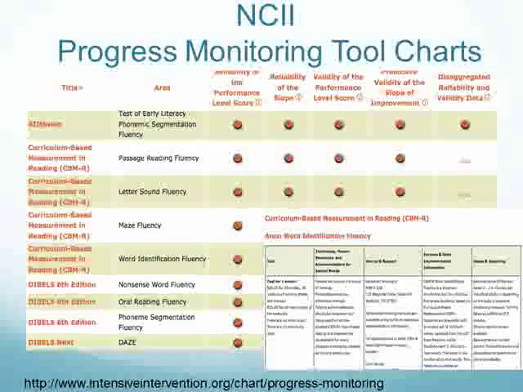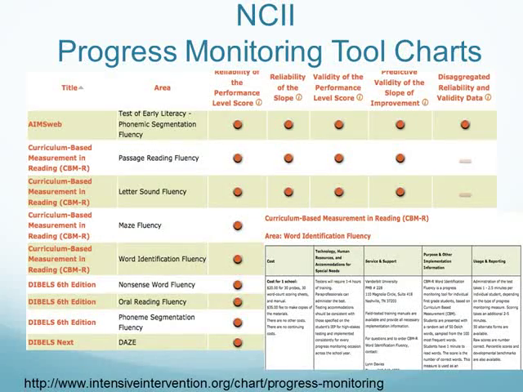Also from the NCII website is a tool chart that shares academic progress monitoring tools. Here again, you select the grade level and subject area to narrow your search. Each area provides valuable indicators regarding the progress monitoring tools such as the title, area of assessment, reliability and validity of the tool, alternate forms, end of the year benchmarks, decision rules, etc. As before, clicking on the title provides information regarding the specifics of the tool.